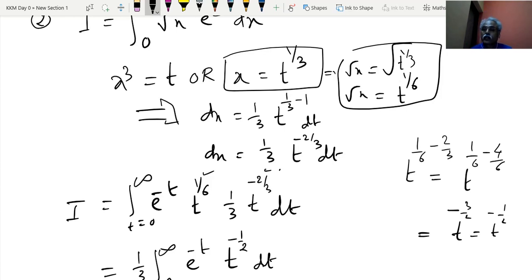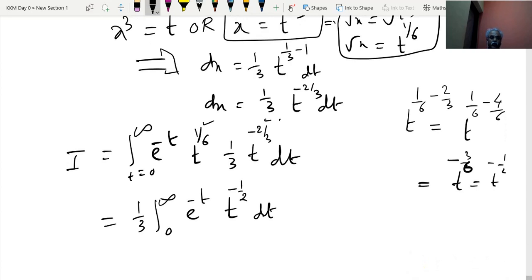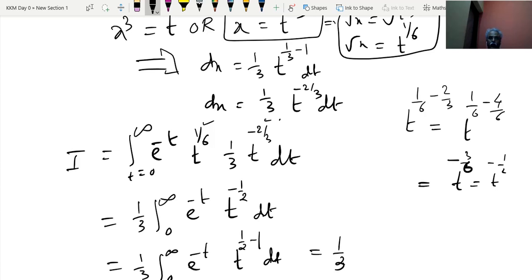Once again 1 by 6 and 4 by 6. So t raised to minus 3 by 6, minus half. Now again in a very similar way, just like the previous case, we can write 1 by 3, integral 0 to infinity e raised to minus t, t raised to n minus 1, because minus half dt, and that is half, 1 by 3 gamma half, 1 by 3 into root pi.